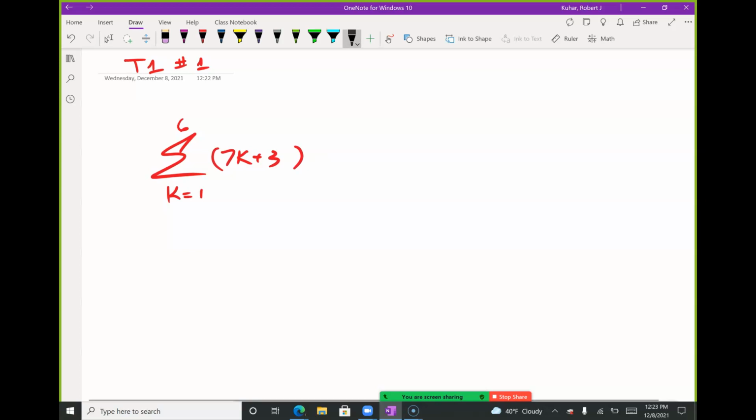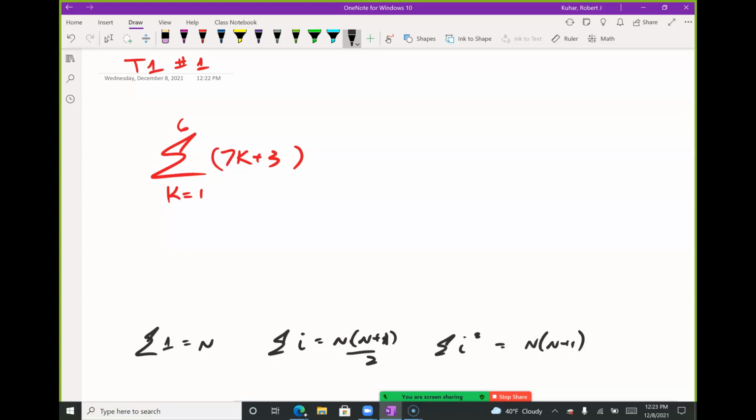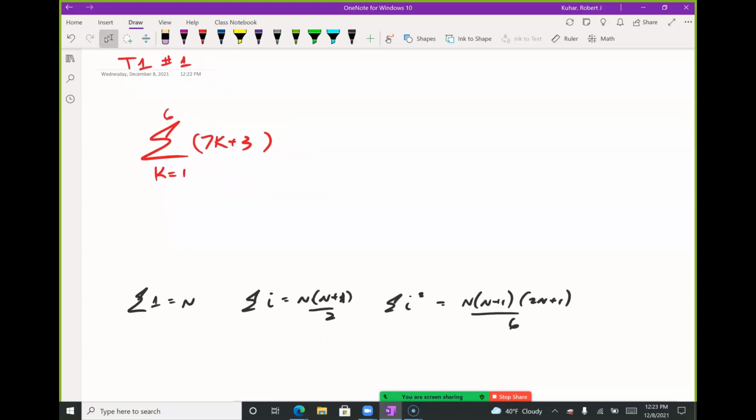And the whole idea here is, on your formula sheet, you have all of these summation formulas, right? The sum of 1 is n. The sum of i is n times n plus 1 over 2. The sum of i squared is n times n plus 1 times 2n plus 1 all over 6. And I really don't see me going to the cubic one. I see maybe a quadratic, right? I'll put a full quadratic on your test. So how do we do this one?